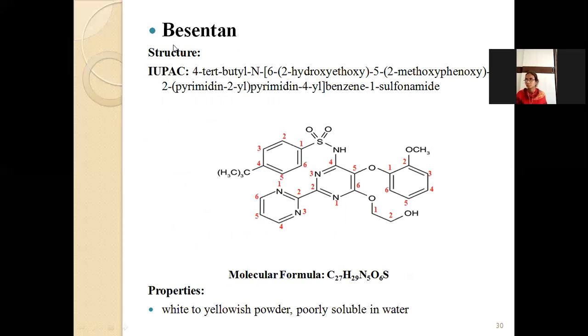Bosentan. So Bosentan is the drug name, and this is the structure, and IUPAC name is 4-tert-butyl-N-[6-(2-hydroxyethoxy)-5-(2-methoxyphenoxy)-2-(pyrimidin-2-yl)pyrimidin-4-yl]benzene-1-sulfonamide. So this is the IUPAC name.